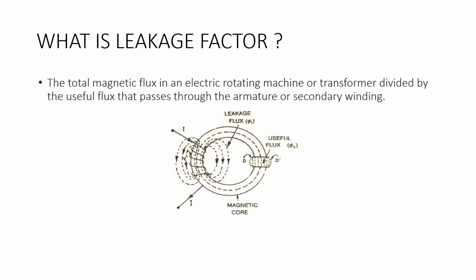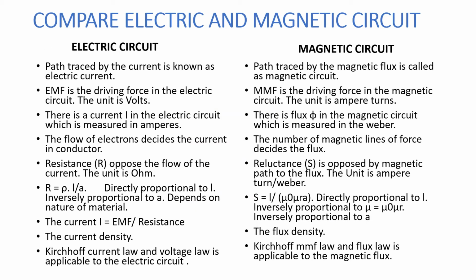Lower the leakage factor, better is the magnetic flux or magnetic conductivity. Following is a comparison between the electric and magnetic circuit. The path followed by current is called the electric circuit, and the path followed by the magnetic flux is called the magnetic circuit. In the electric circuit, EMF is the driving force, unit is volts. MMF is the driving force in the magnetic circuit, unit is ampere turns. Current I in the electric circuit is measured in amperes. There is flux in the magnetic circuit, measured in webers.